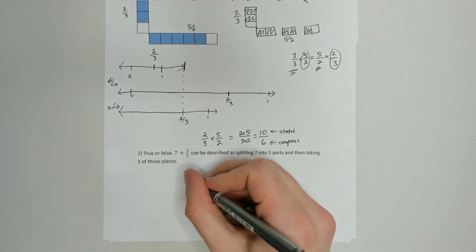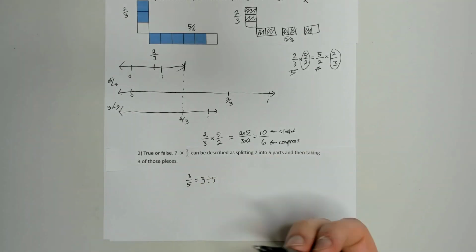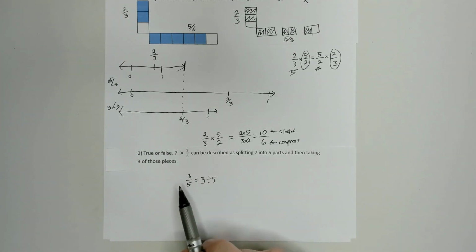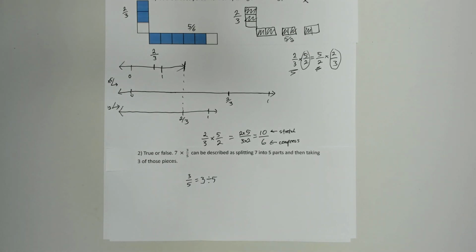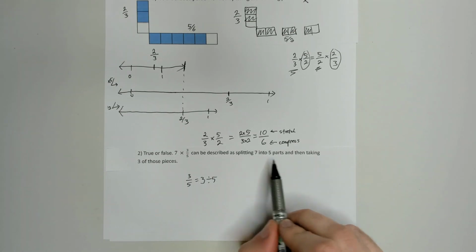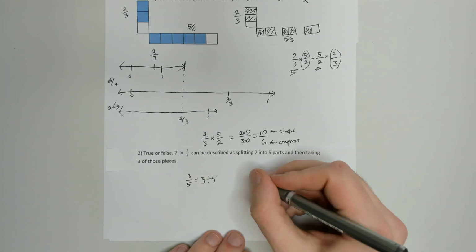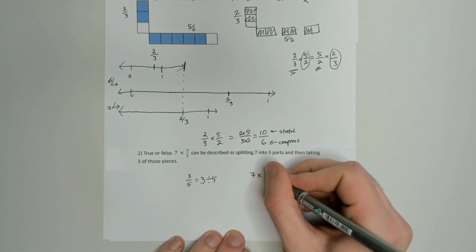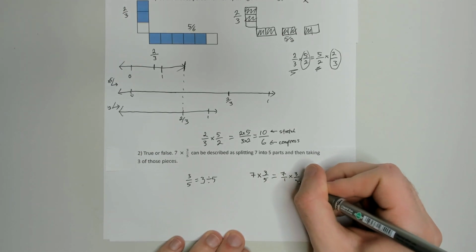And we know that 3/5 is the same thing as 3 divided by 5, and that's essentially us taking 3 and splitting it into 5 pieces, right? So we would be able to say with confidence that this is splitting 3 into 5 parts and then taking 7 of those pieces, but this looks a little bit different. It's saying splitting 7 into 5 parts and taking 3 of those pieces. So does that mean it's false? Well, not actually, because we know that 7 times 3/5, that's the same thing as 7 over 1 times 3 over 5, right?